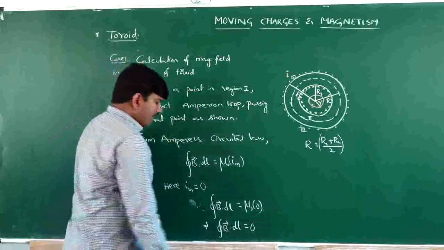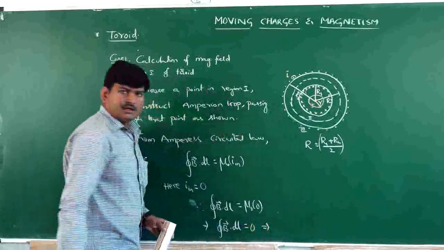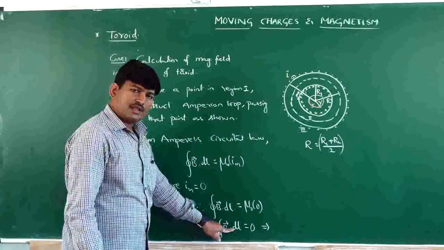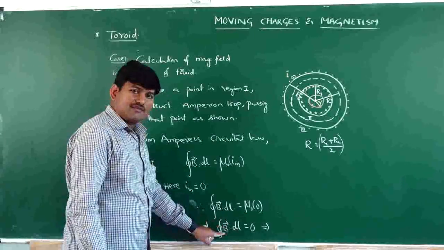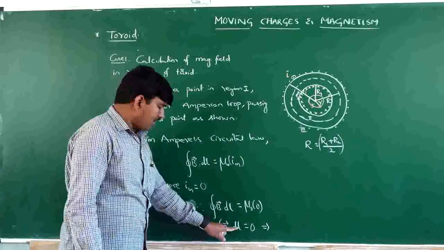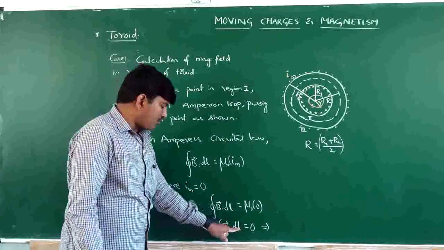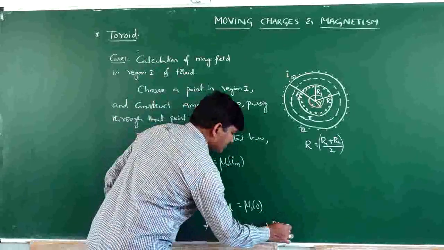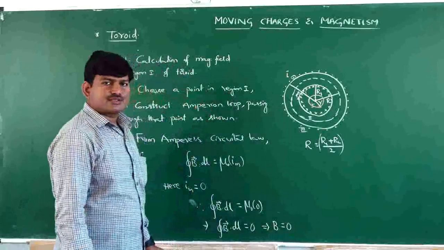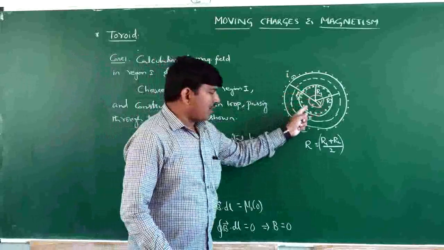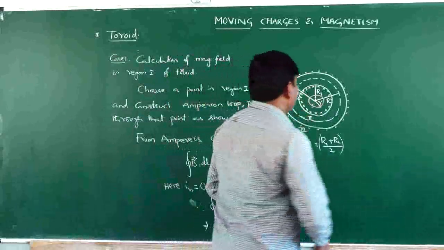Now, here if I see, the length of the Amperian loop won't be 0. Therefore, what must be 0? The magnetic field must be 0. As the length of the Amperian loop won't be 0, B must be 0 in order to make this product 0. Therefore, B is equal to 0. So, now what we understood: the magnetic field inside region 1 will be 0 for the toroid.